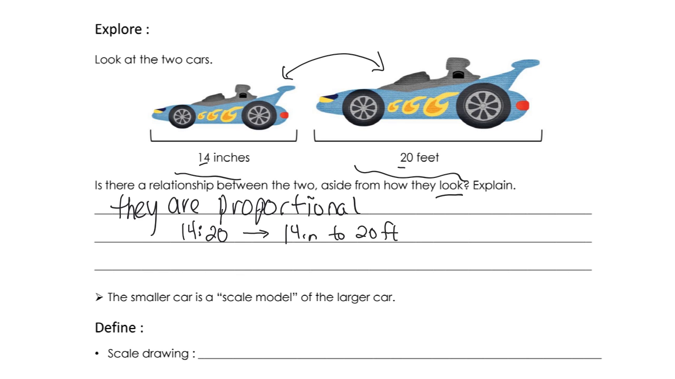And then we can find the unit rate of those objects. Let's say we want the inches to be 1. So we want 1 inch to something. Find the unit rate by dividing 14 by 20. You should get 1 3/4 feet. Okay. We call the smaller car the scale model. This is the scale model of the larger car.